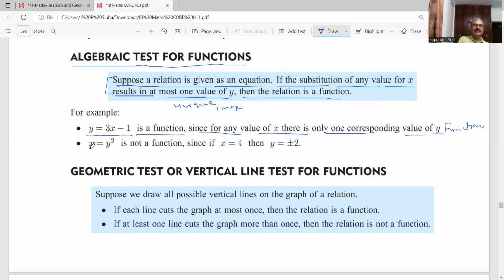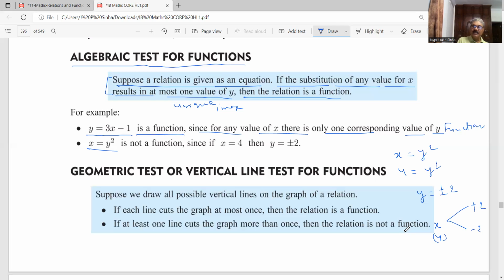Now see the second case, x is equal to y square. So when x is equal to y square, it means what? If x is equal to 4, then 4 is equal to y square. It means y is equal to plus minus 2. Are you getting? It means x is equal to 4, then y is having two values, plus 2 and minus 2.